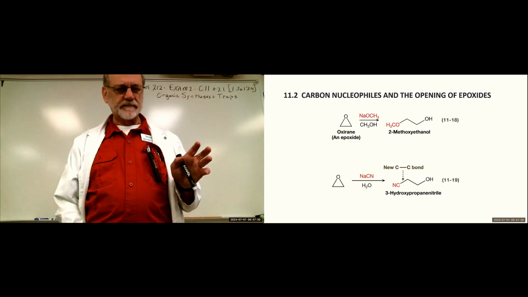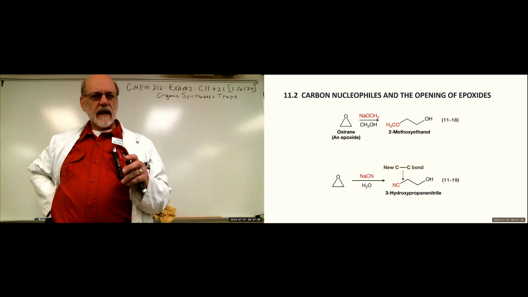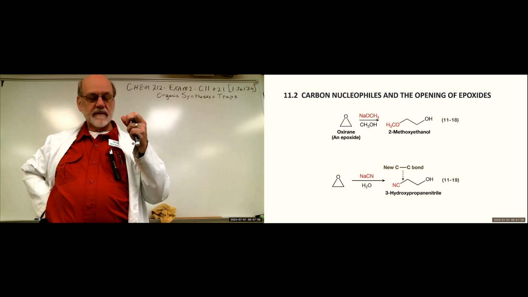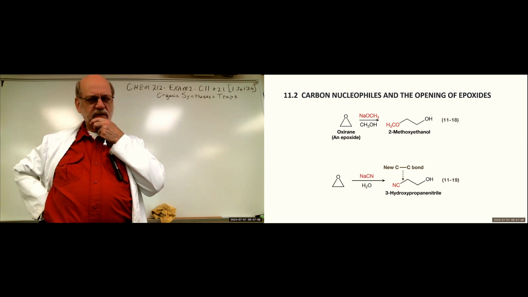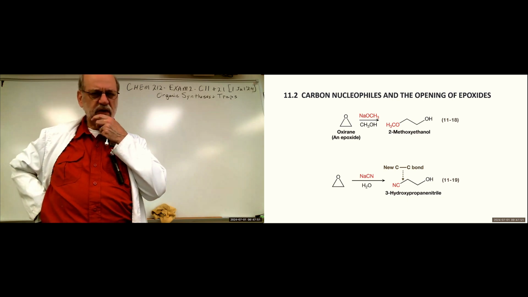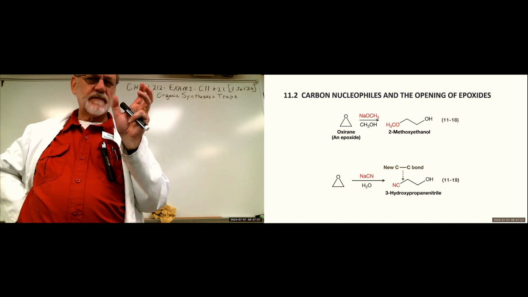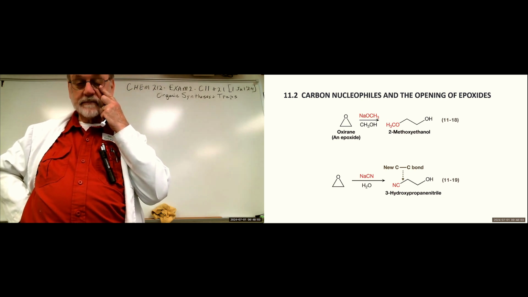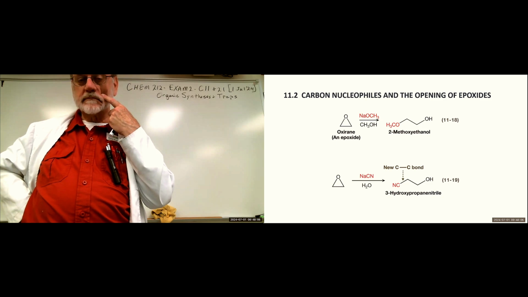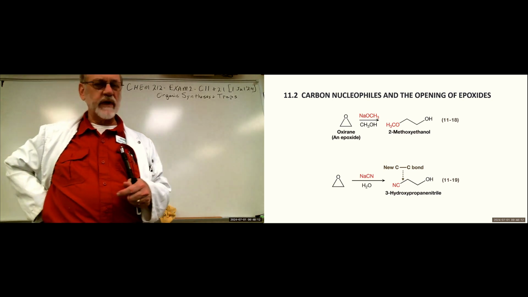So we're going to form a new carbon bond, right, using that methanol. Let's see. Actually, we're not going to form a carbon bond. We're going to form an ether, a 2-methoxyethanol. Methanol is the solvent, and the alkoxy anion is the one that forms the bond when the ring opens.